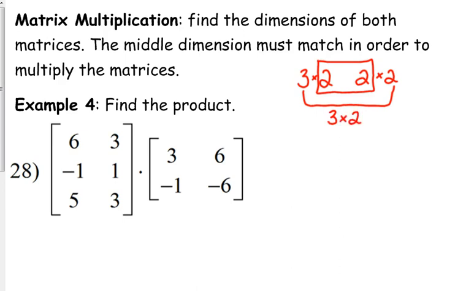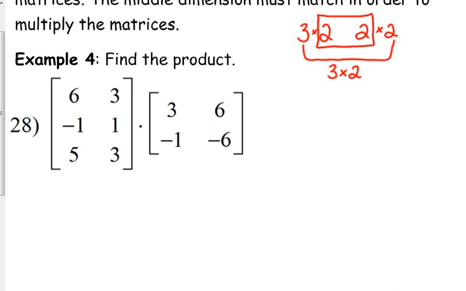And it always works that way. Okay? The numbers in the middle have to match, and then your result is going to be the numbers on the outside. If they don't match, you say not possible, and you move on to the next one. Okay? But be careful. The majority of these you can do.